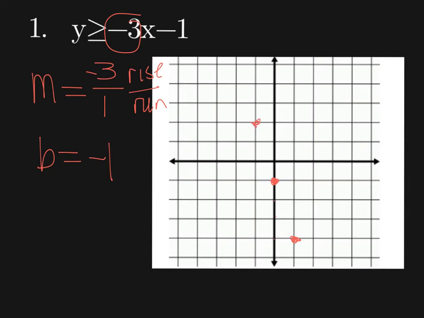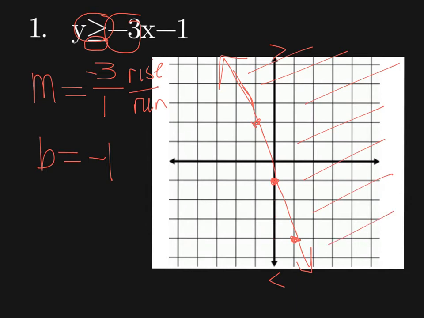Okay, now this right here, it's or equal to, so now I'm going to have a solid line. Now it's helpful with inequalities to make your line across your graph. It's going to be easier to see which way you shade. So remember, this is greater than, this is less than. Now mine is greater than, so I'm going to shade the side of the line that has the greater than symbol on it. Okay, and that's my answer.